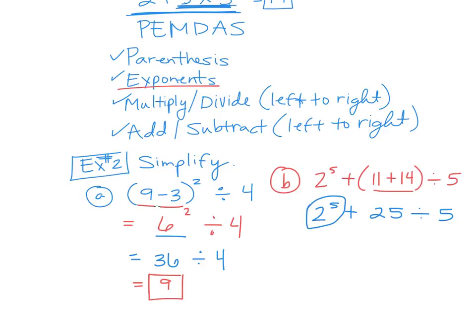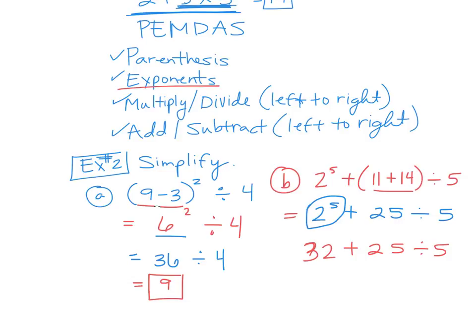Anyone know what 2 to the 5th power is? 32. 2 times 2 is 4. Times 2 is 8. Times 2 is 16. Times 2 is 32, sorry. So you have 32 plus 25 divided by 5.